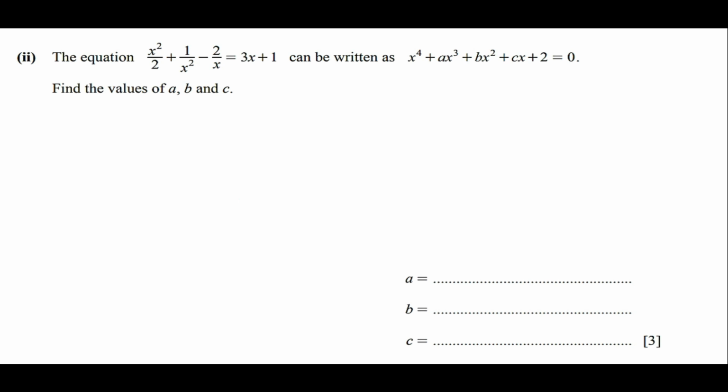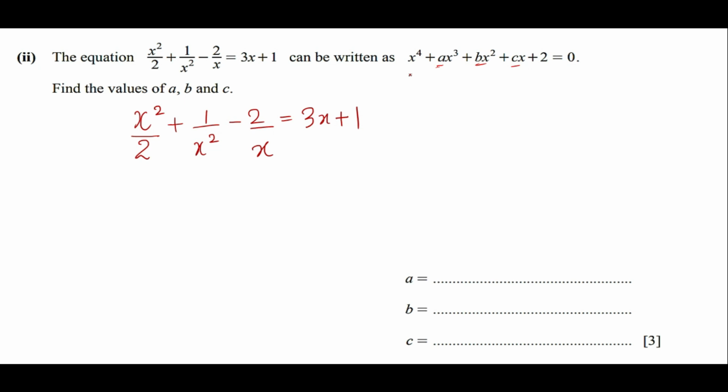Now the equation x squared over 2 plus 1 over x squared minus 2 over x is equal to 3x plus 1 can be written as x to the power 4 plus ax cubed plus bx squared plus cx plus 2 is equal to 0. Find the values of a, b and c. So they have asked you to find the values of a, b and c, and what is given is an equation. So let's try to rearrange and simplify this to get an equation in this form.